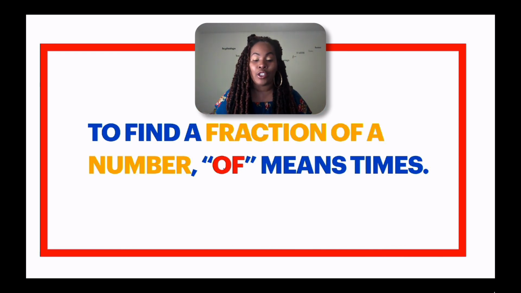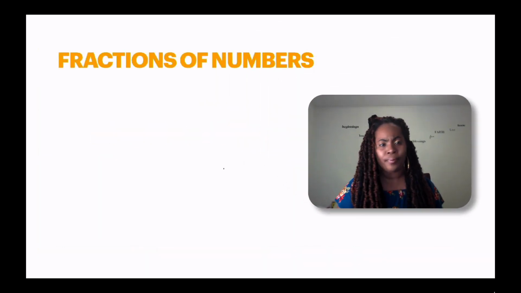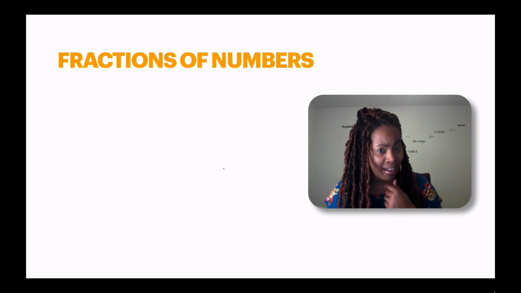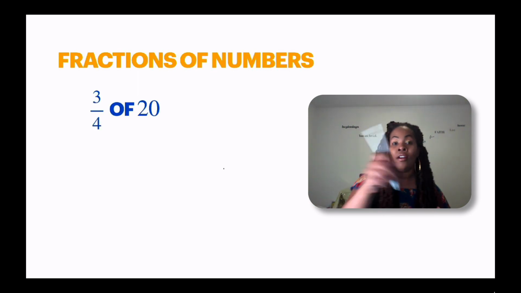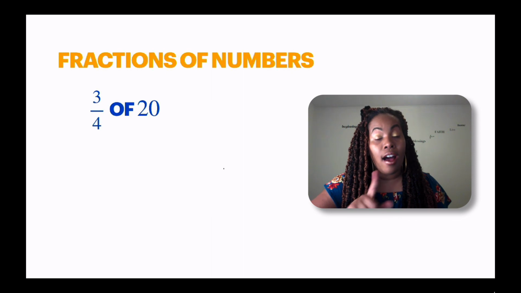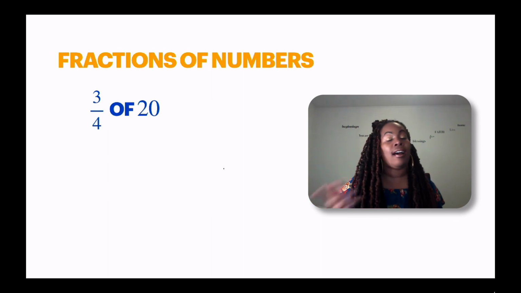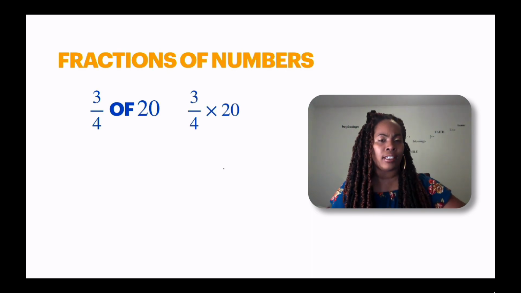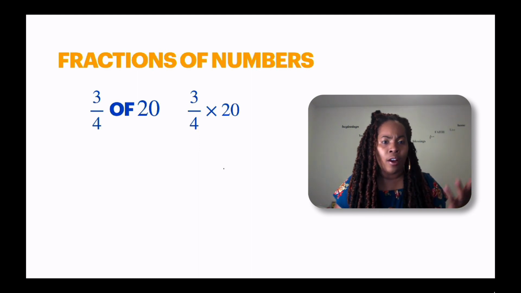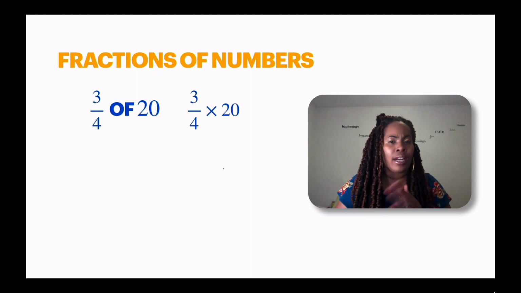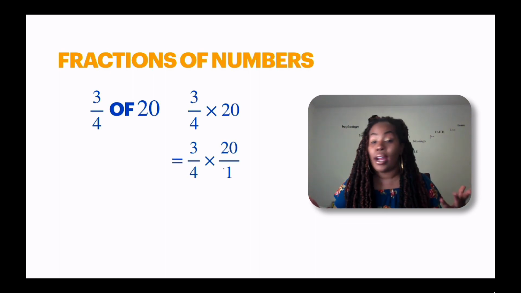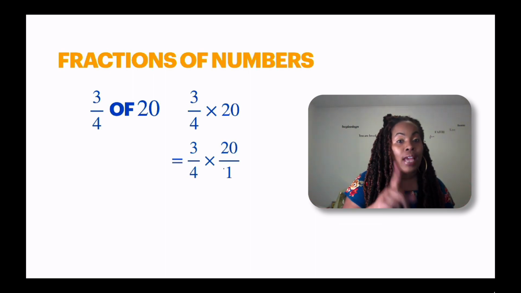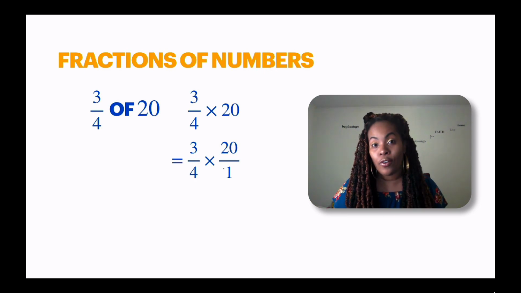Well, let's go ahead and give it a try and do one of the examples similar to what we did yesterday. Let's go. So we said fractions of numbers, right? For example, 3/4 of 20. So we just said that of means times, so we know that means 3/4 times 20. Now, how do we multiply a fraction times a whole number? Well, first of all, recognize that 20 is really 20 over 1 when you write it in fraction form. And so we have 3/4 times 20 over 1.